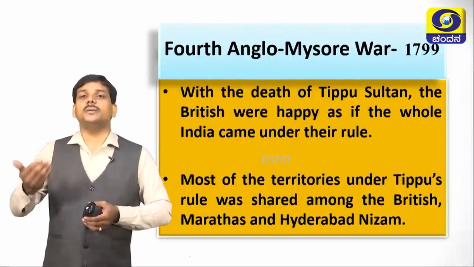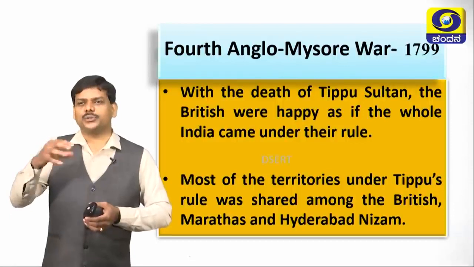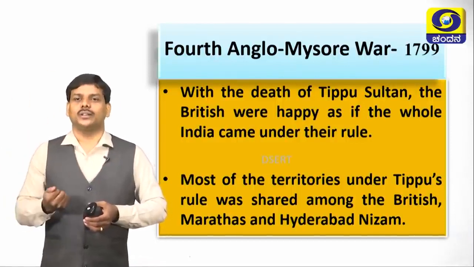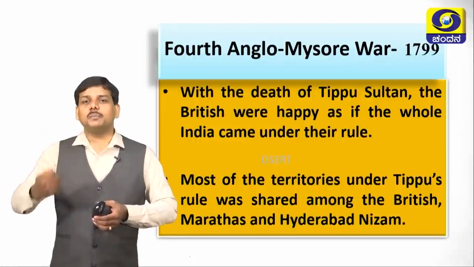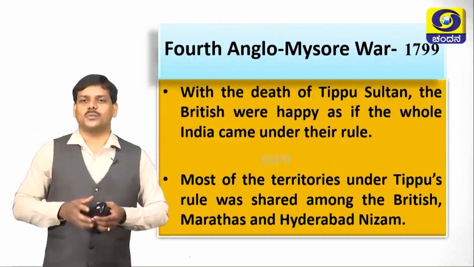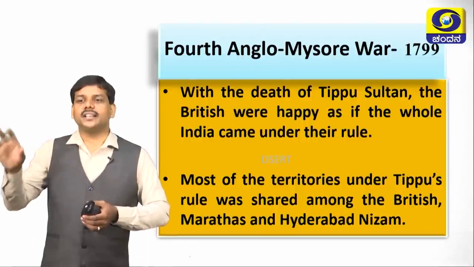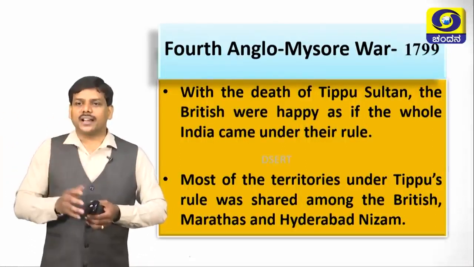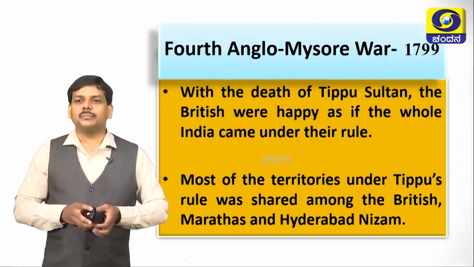After the death of Tipu Sultan, the British were happy as if the whole India came under their rule, because they knew that Tipu Sultan was very powerful ruler. Most of the territories under Tipu's rule was shared among the British, Marathas and the Nizam.